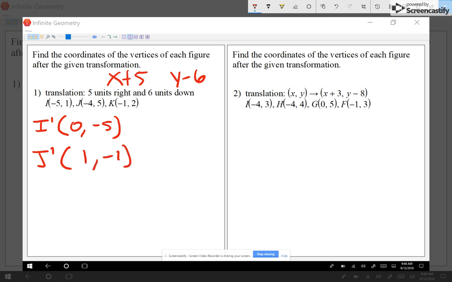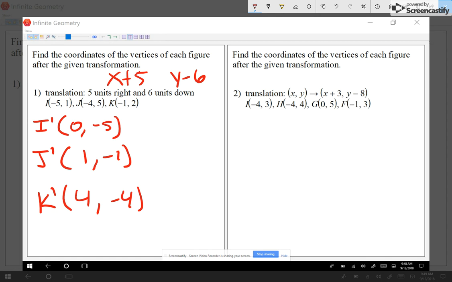Once again, for J, I'm thinking -4 plus 5. That's how I got the 1. 5 minus 6. That's how I got the -1. And lastly, if I'm asking you guys for K prime, you guys should have 4 and -4. Right, I'm looking at this as -1 plus 5, 4, 2 minus 6, -4. So that's how I got those values.